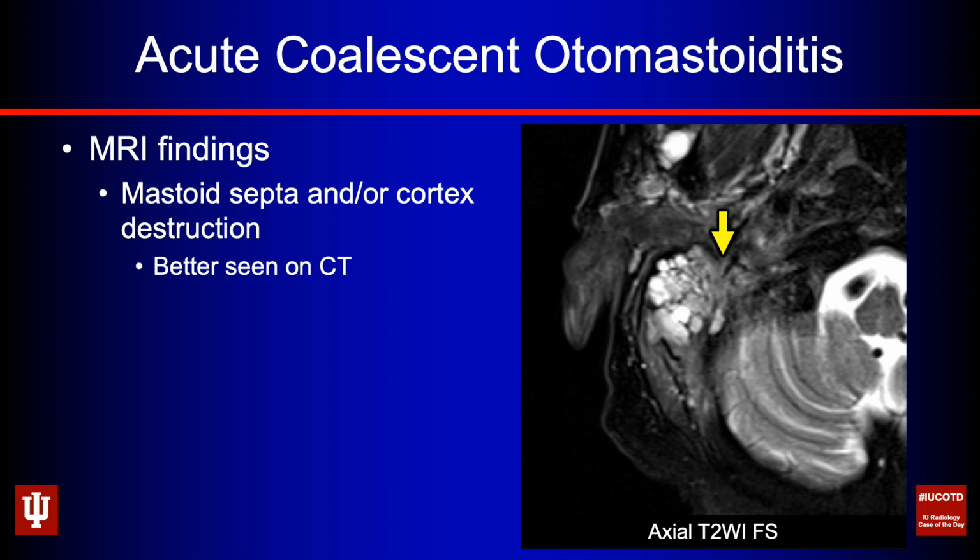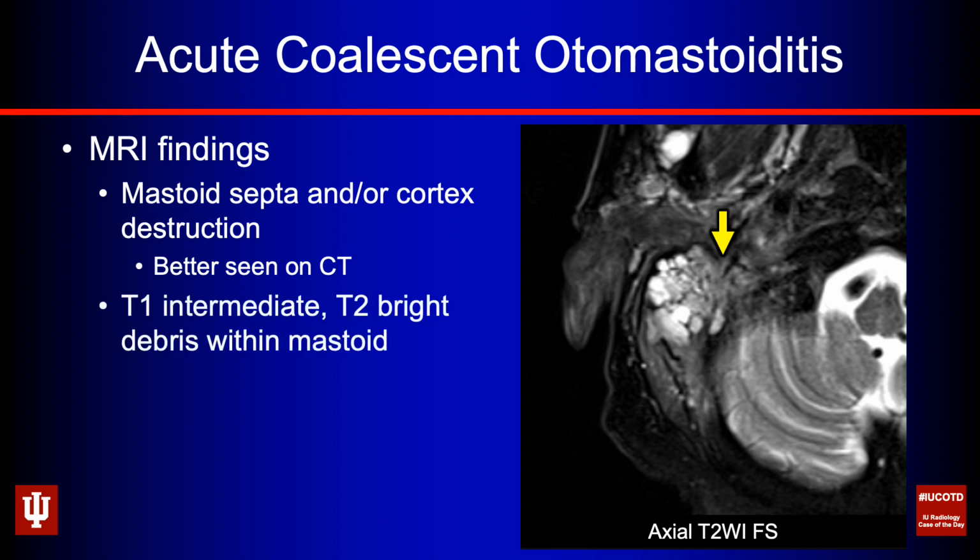We see the bone erosions, the bone destruction better on CT. What does the fluid look like? Oftentimes it's a bit T1 intermediate. There should be some sort of fluid opacification going on, so there will be T2 bright areas within the mastoid and middle ear. Sometimes it looks more complicated like this, where it's sort of intermediate, getting more debris and gunk, as it were.